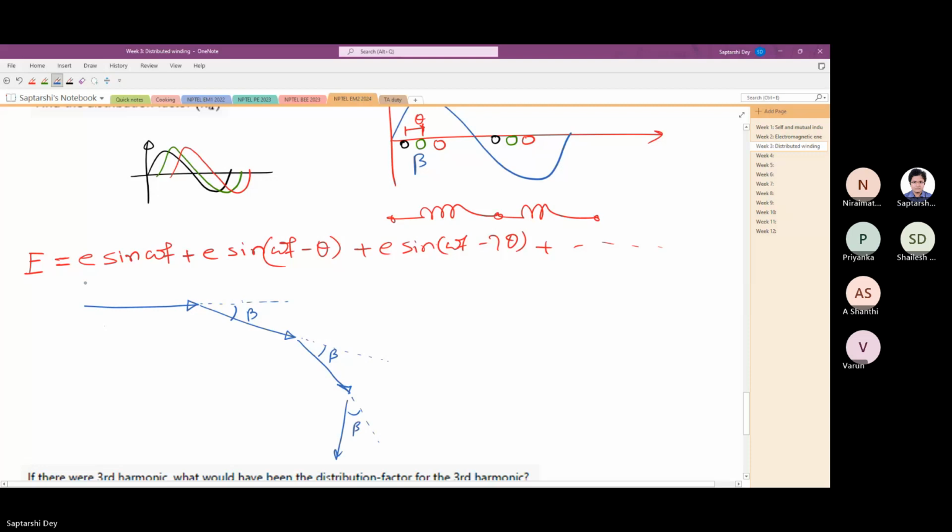say some coils are there, this number of, so all the vectors are equal in length. Although I'm drawing in this way, all the vectors are equal in length. See, I have written E everywhere, because they are seeing the same flux density distribution, only shifted in time. So the resultant that you get is this.